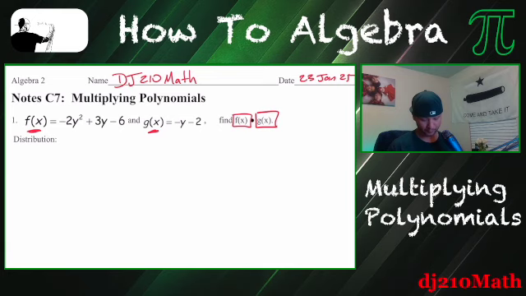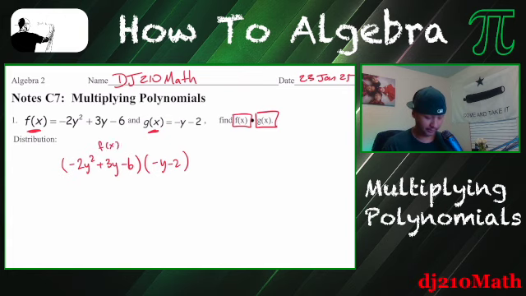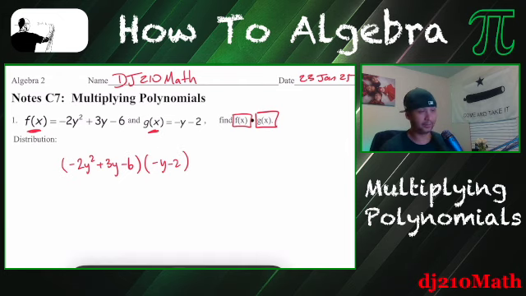All right, I'm going to rewrite it. Negative 2y squared plus 3y minus 6 times negative y minus 2. All right, again, this is f of x, and this is g of x. What we're going to do is everything in one is going to multiply to everything in the other. So it doesn't really matter which one you start with. I'm just going to start on the left. So this is going to be negative 2y squared times negative y.